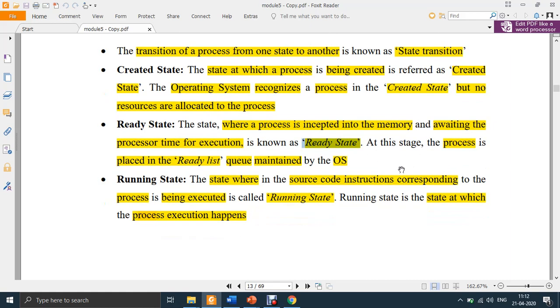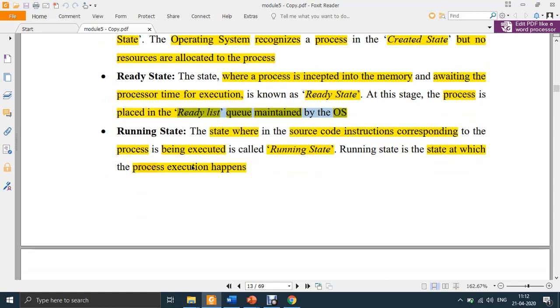At this state, the process is placed in the ready list queue maintained by the OS. So there will be a queue maintained, which will consist of all the processes which are ready to execute, but they only require the CPU. That's all. Then there is the running state.